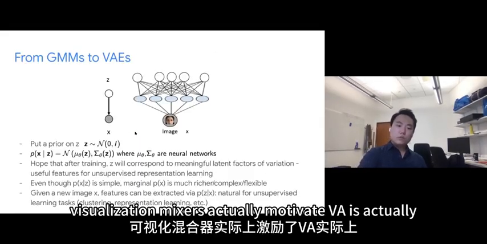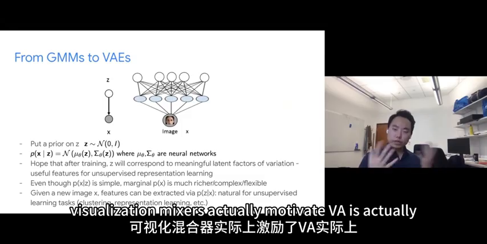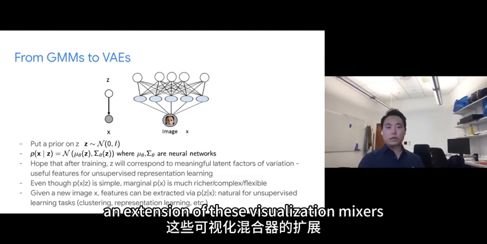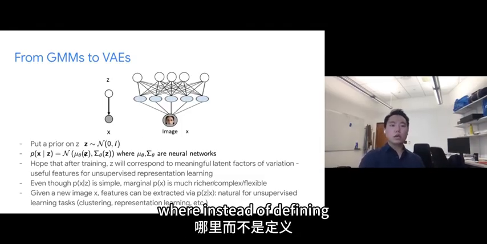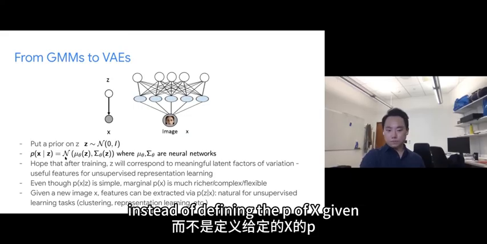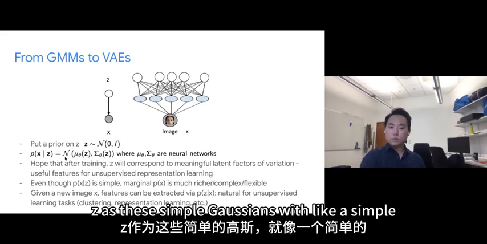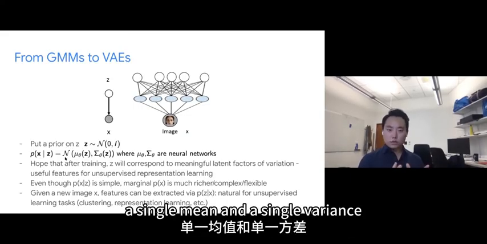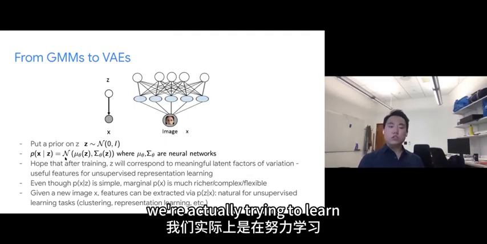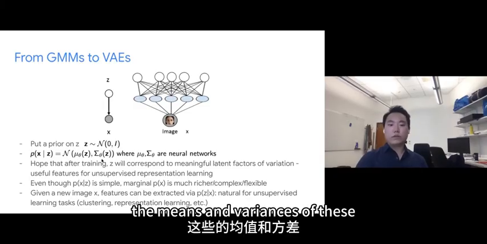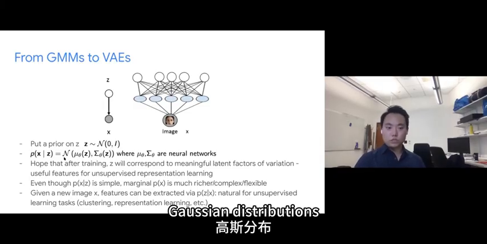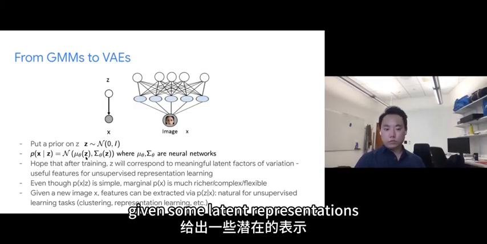So Gaussian mixtures actually motivate VAEs. A VAE is actually an extension of these Gaussian mixtures, where instead of defining P of X given Z as these simple Gaussians with a single mean and a single variance, we're actually trying to learn the means and variances of these Gaussian distributions given some latent representation Z.